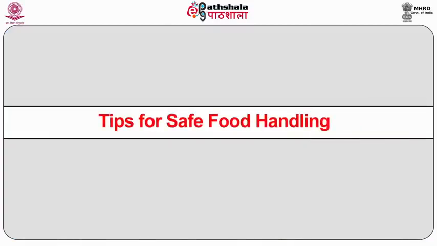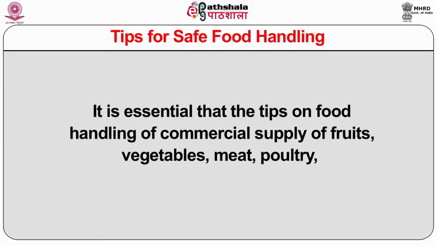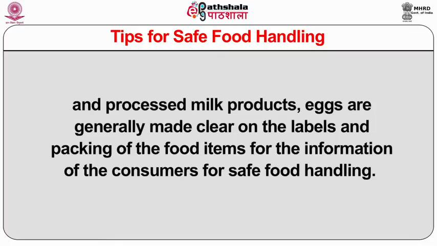Now, we are going to discuss the tips for safe food handling. It is essential that the tips on food handling of commercial supply of fruits, vegetables, meat, poultry, processed milk products, and eggs are generally made clear on the labels and packing of the food items for information of the consumers for safe food handling. We need to follow the instructions on the packing for safety reasons.